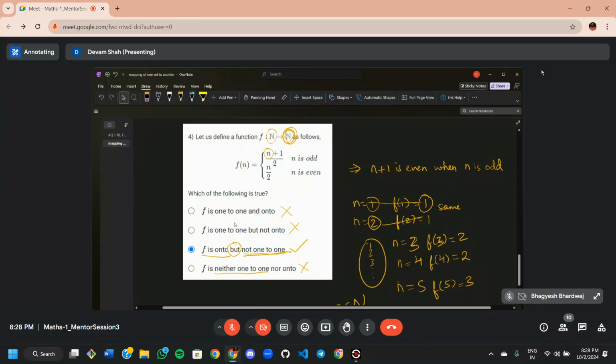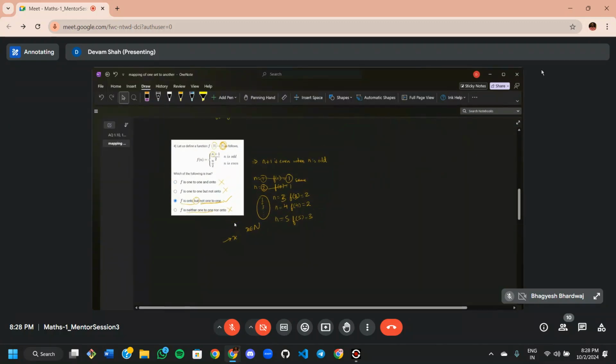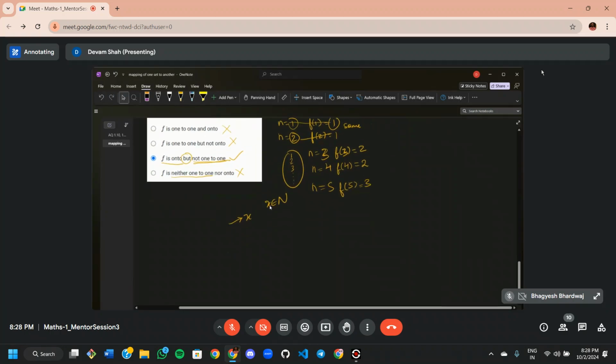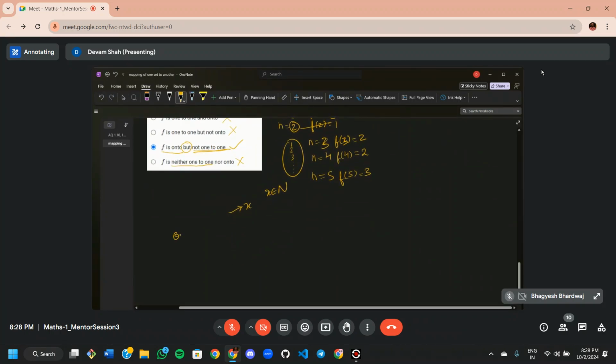Anyone, any doubts in onto? Onto is also known as surjective. Yes, so you showed a way to find one-one functions. Can you do the same for onto?